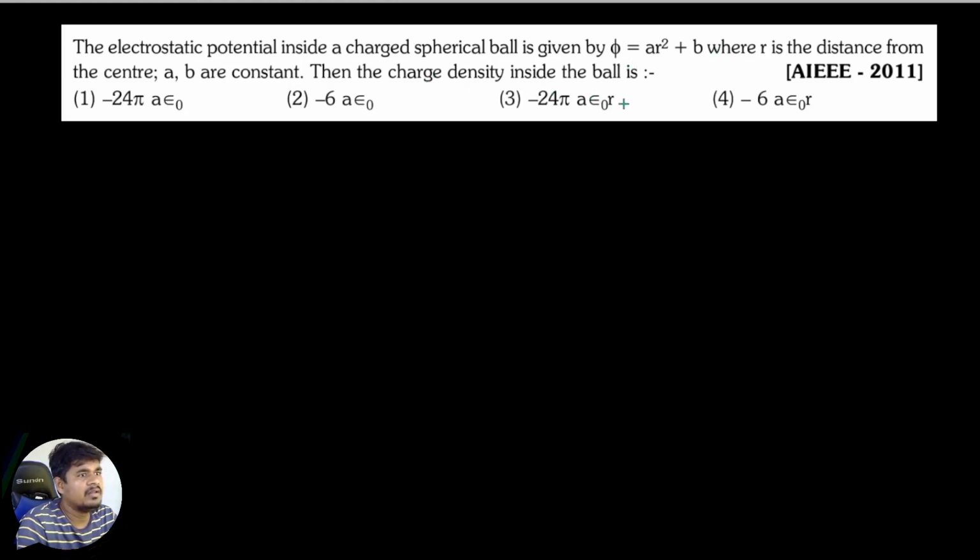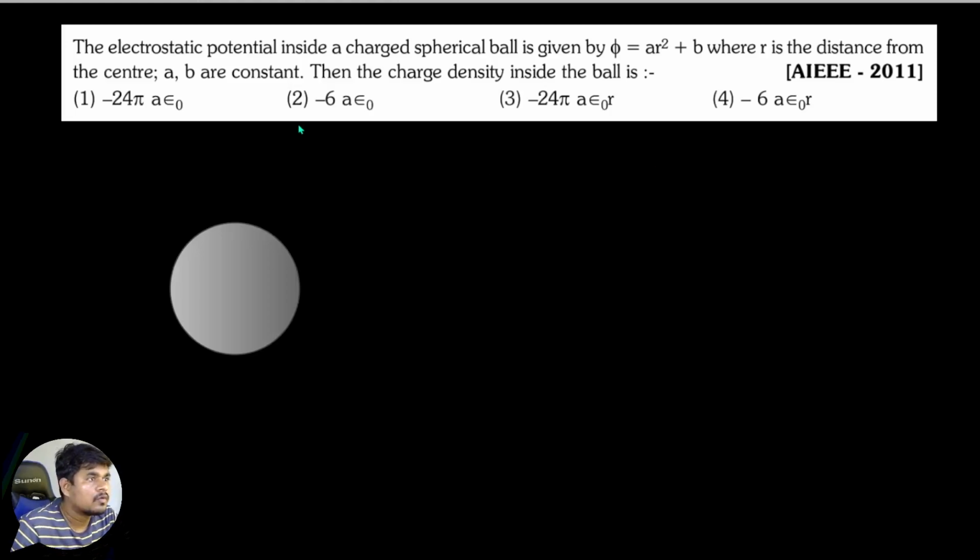density inside the ball. So here the charge density inside the ball we have to calculate, and at a distance of r from it, the potential is given by this equation, that is phi equals A times r square plus B, and we have to find the charge density.